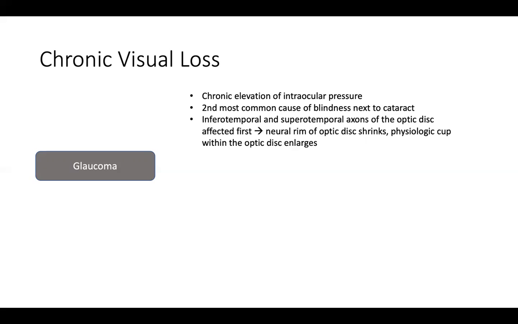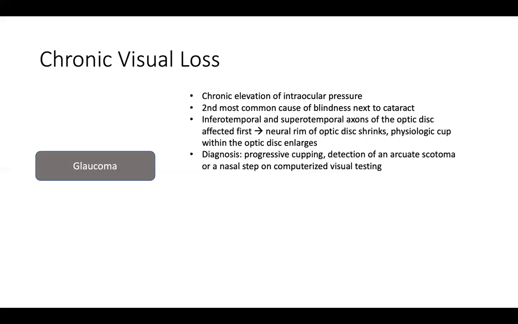As fibers are destroyed, the neural rim of the optic disc shrinks, and the physiologic cup within the optic disc enlarges. Observation of progressive cupping and detection of an arcuate scotoma or a nasal step on computerized visual field testing is sufficient to establish the diagnosis of glaucoma. OCT reveals corresponding loss of fibers along the arcuate pathways in the nerve fiber layer.